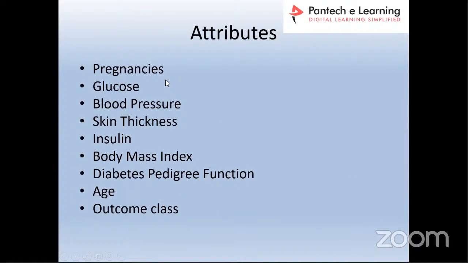So what do these attributes mean? Whether the person is having diabetes or not. To find out this particular information, we compulsorily have to depend upon these attributes. Based upon these attributes only, we have to know. So what are those attributes? First we have to know whether the person is pregnant or not.